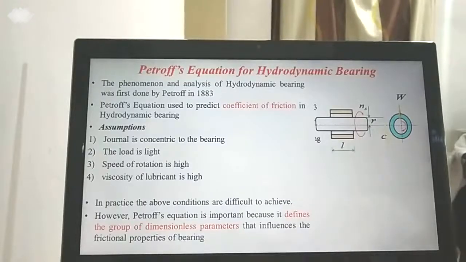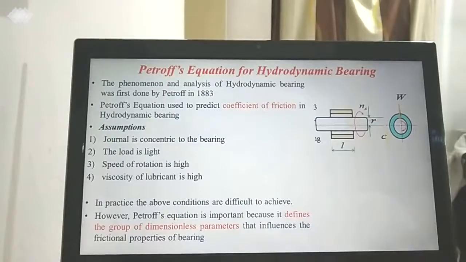Now let's start with Petrov's equation. As we discussed earlier, the phenomenon and analysis of hydrodynamic bearing was first done by Petrov in 1883. Petrov's equation is used to determine the coefficient of friction in a hydrodynamic journal bearing. But before starting the construction and equation, let's see what the assumptions of Petrov's equation are.